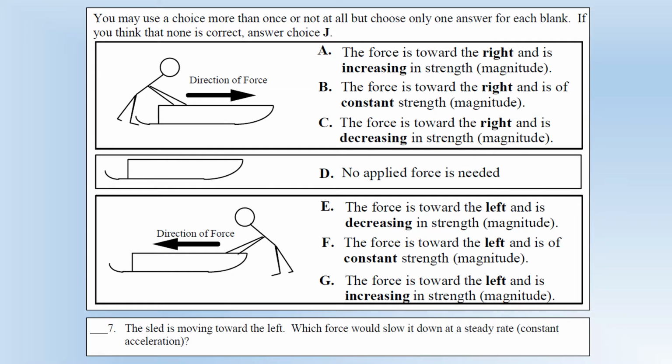All right, so number 7, the sled is moving towards the left. Which force would slow it down at a steady rate? So select your answer. All right, so let's take a look. So this is the fourth one, B. So if it's traveling to the left and slowing down, the force must be to the right, or in the opposite direction. The acceleration is constant, so the force must be constant too.